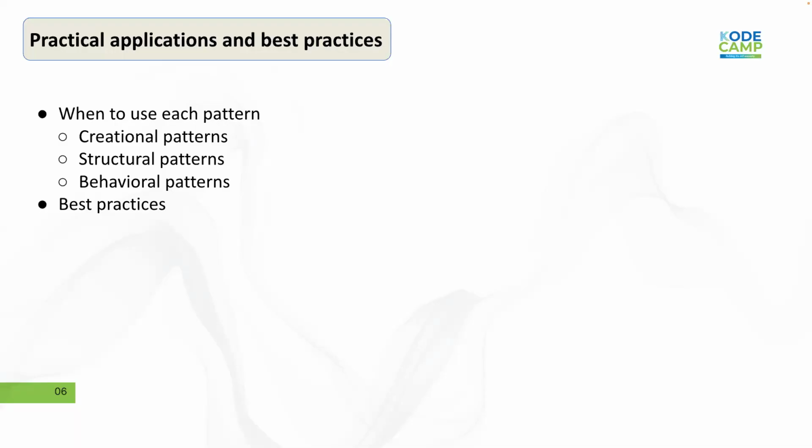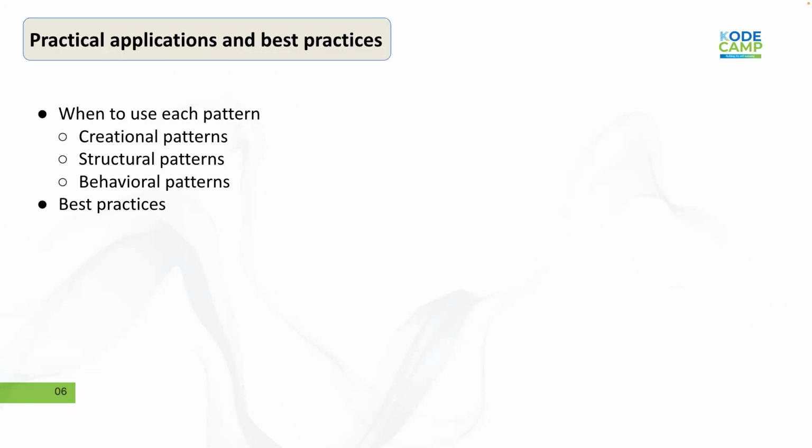The second best practice is start simple. Do not overcomplicate things at the beginning. Begin with straightforward implementations. Refactor to patterns when complexity warrants it. Then the third best practice, consider trade-offs. Every pattern has costs: complexity, performance, maintainability, readability, and all of this stuff. So you should always consider trade-offs.